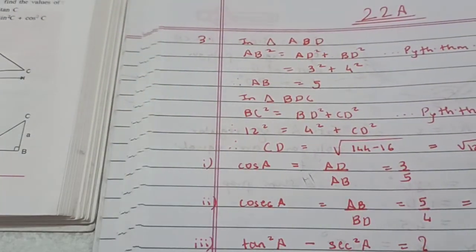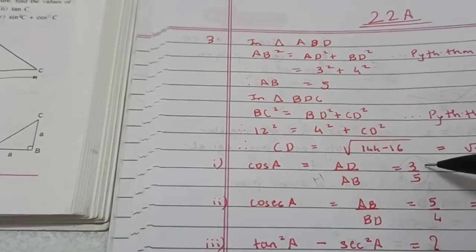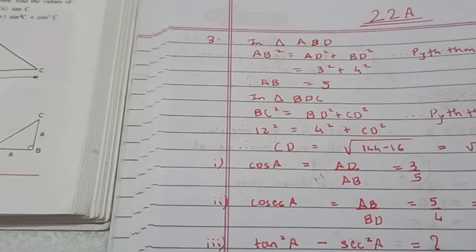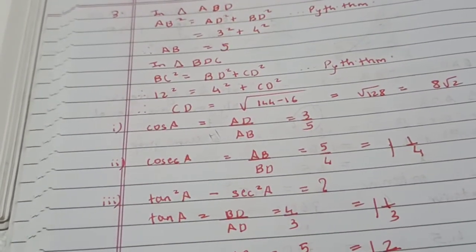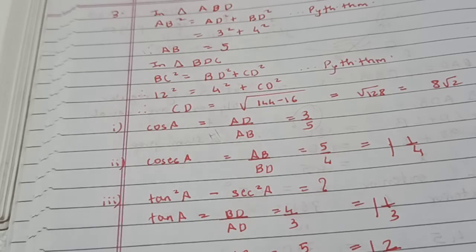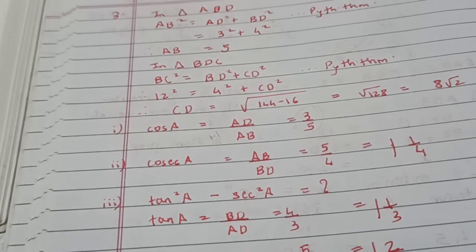Done. Can we reduce it further? No. That's the answer. So cos A is 3 upon 5. All the answers are always ratios. Next, cosec A. So try to recall the definition of cosec A. Cosec is the reciprocal of sine. That means it will be hypotenuse upon opposite. So first learn all the definitions perfectly. Then solving these sums will be so much faster and easier.